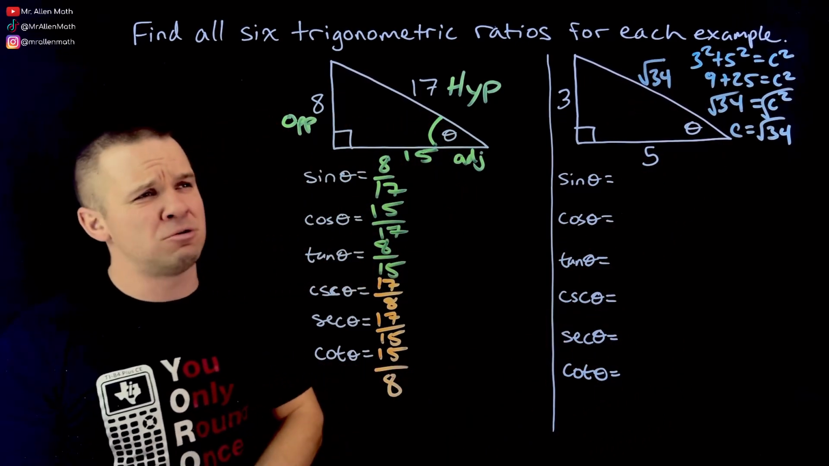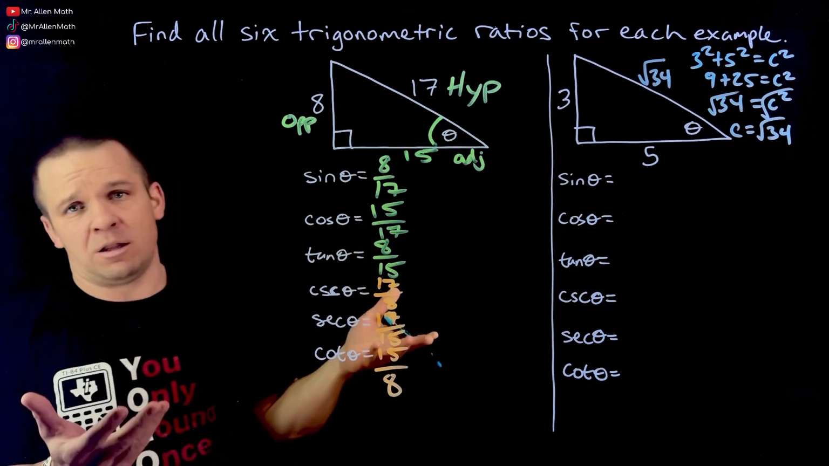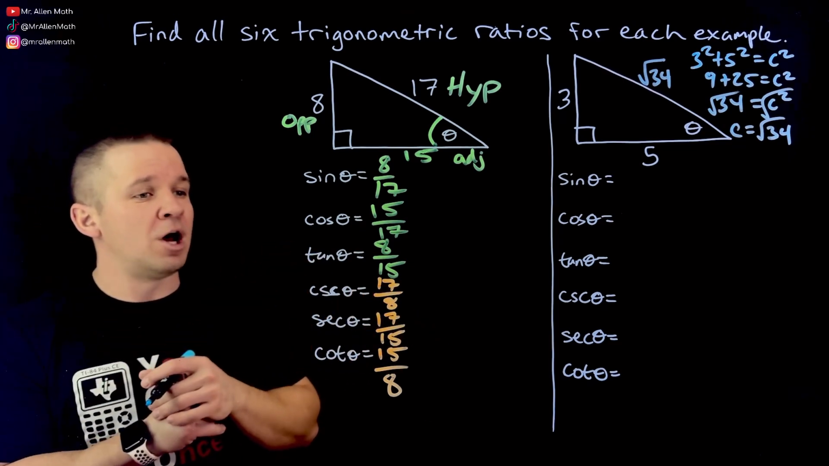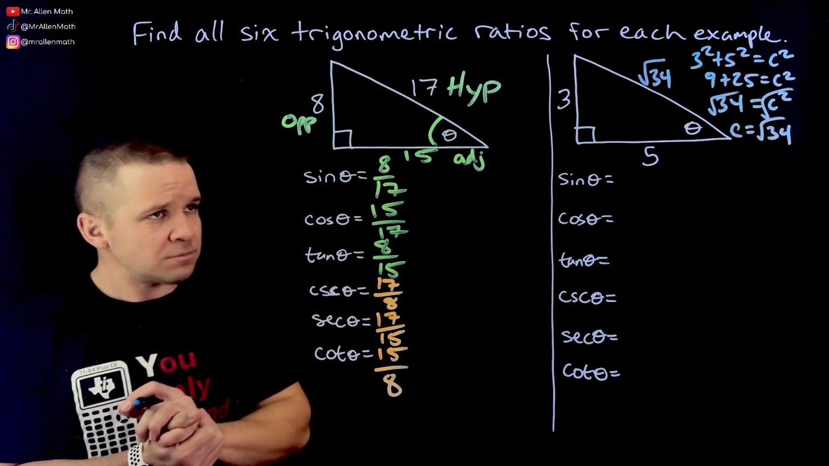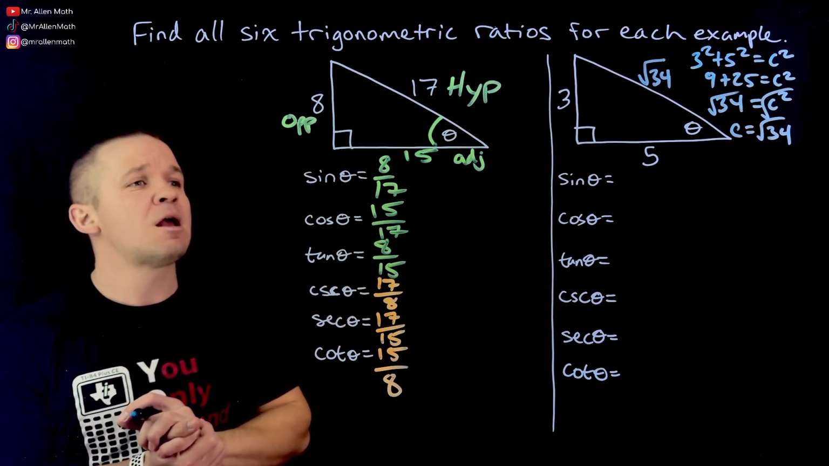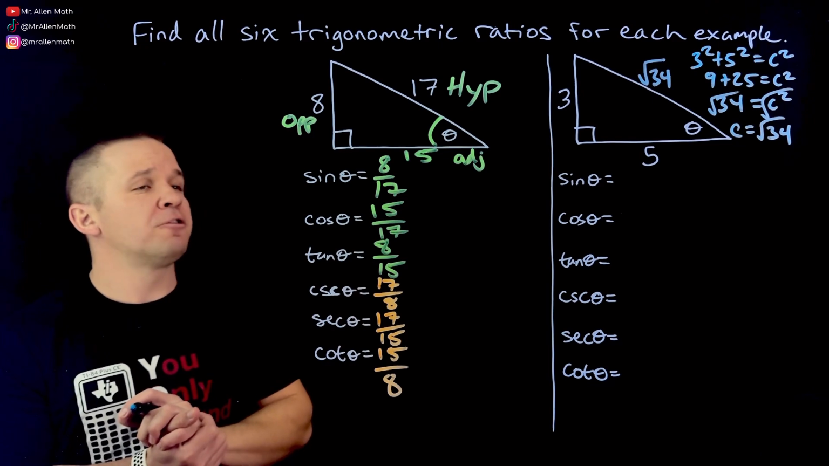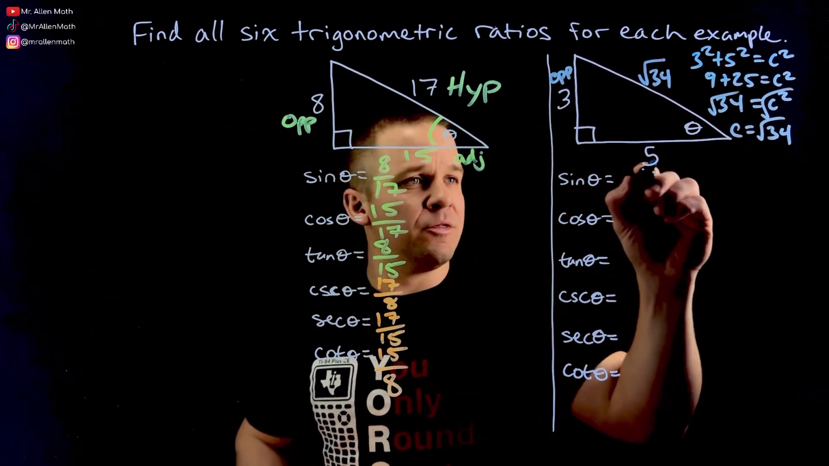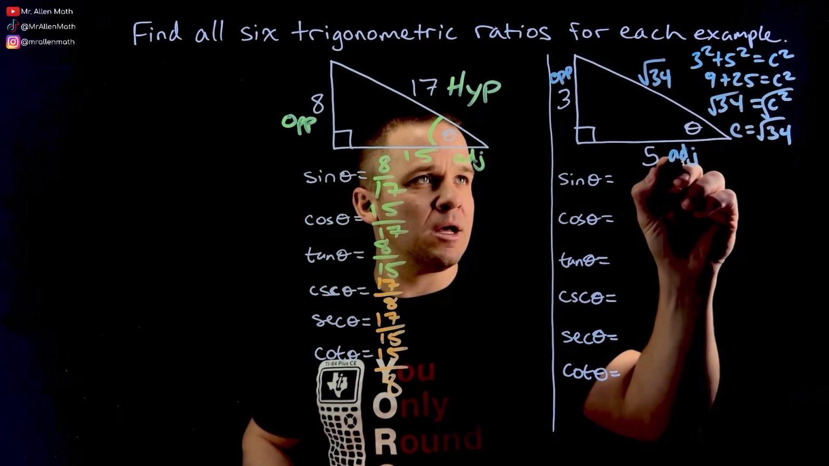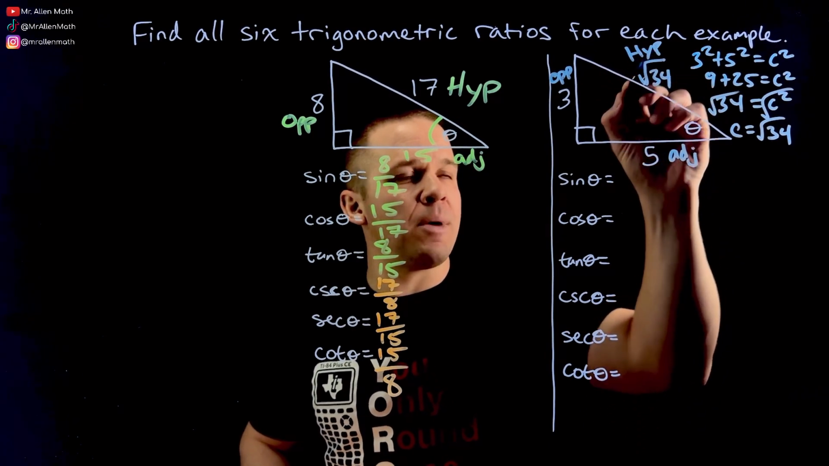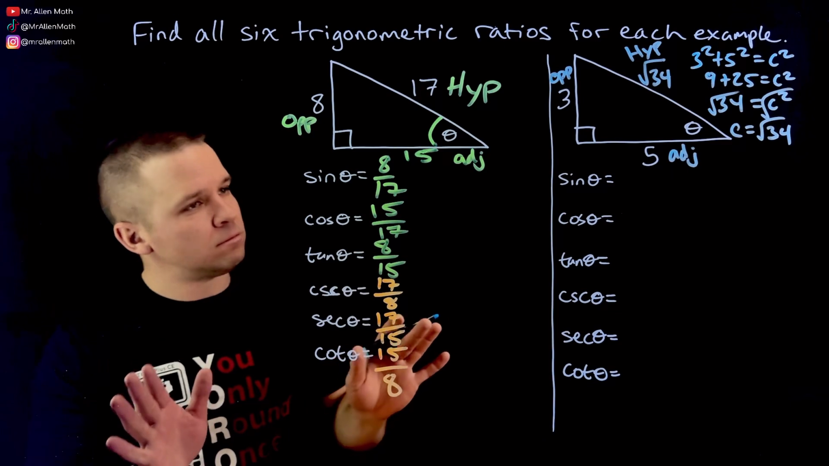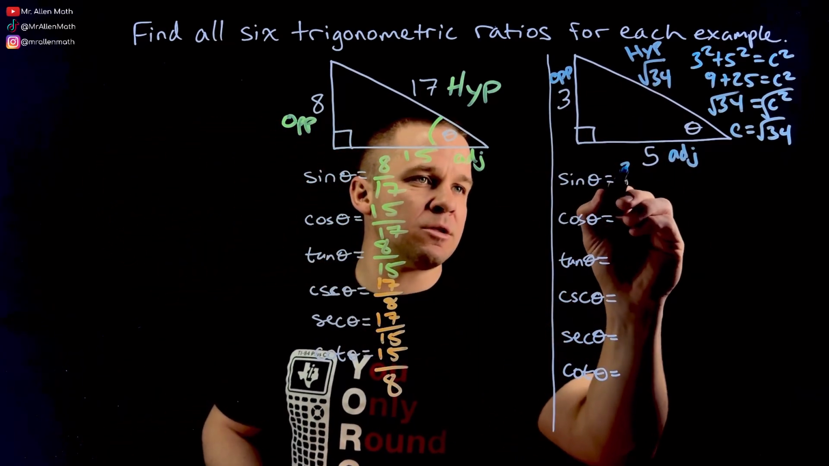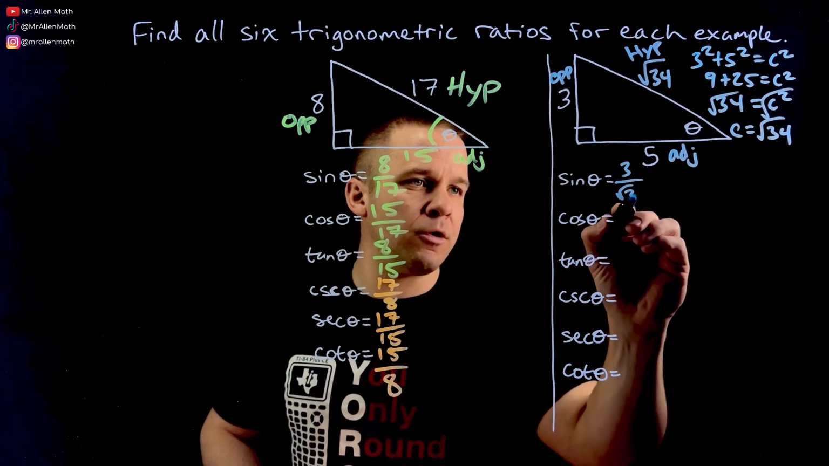If I divide that by 2, I get 17, and there's no pairs. So we just have this ugly radical here, square root of 34. All right, let's get these ratios popping here. So for sine, well, actually, let's label this. This is going to be my opposite here. This is my adjacent, once again, and this is my hypotenuse, okay? Now we're ready to rock and roll. Sine is my opposite over my hypotenuse, so that is 3 over the square root of 34.